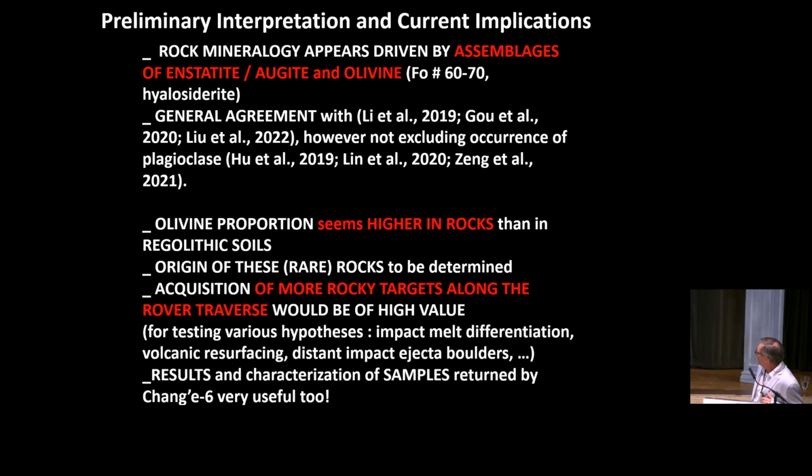The olivine proportion in the rocks seems to be higher than what was found so far in the regolithic soils. So, of course, what is really important now to establish is the origin of these rocks, which is still to be determined. They are kind of rare along the traverse, but that's what would be of high interest. And of course, the acquisition of new rocky targets as the traverse continues would be of very high importance and relevance, for testing the various hypotheses that I'm sure you are all scratching your heads about, and so do I, for the interpretation.